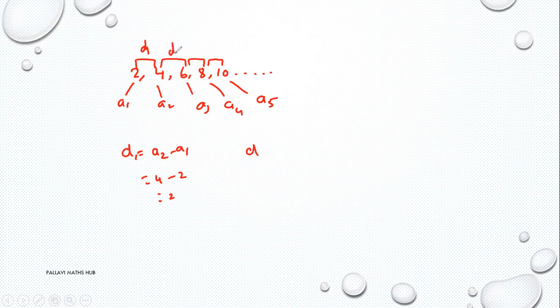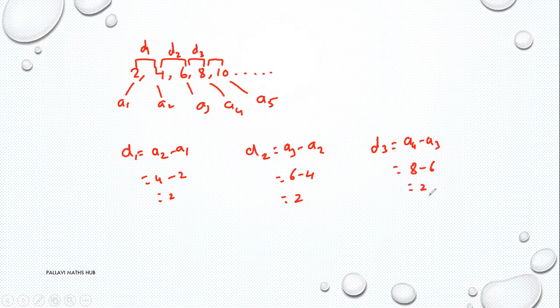Next, D2. D2 is equal to A3 minus A2. A3 is 6 minus 4, which is equal to 2. Similarly, find D3. D3 is equal to A4 minus A3. A4 is 8 minus 6, which is equal to 2. The common difference is the same. Then you can say these numbers form an AP. If the common difference is the same, then you can say it's an AP.